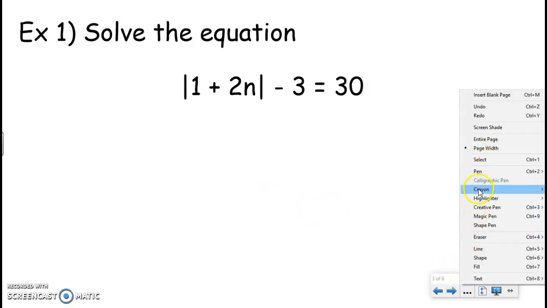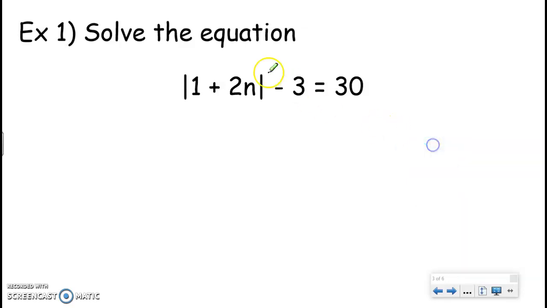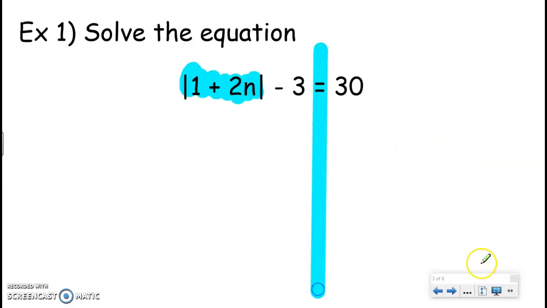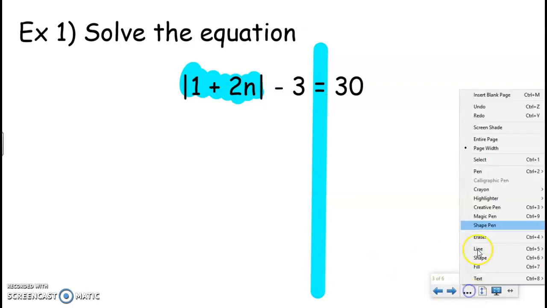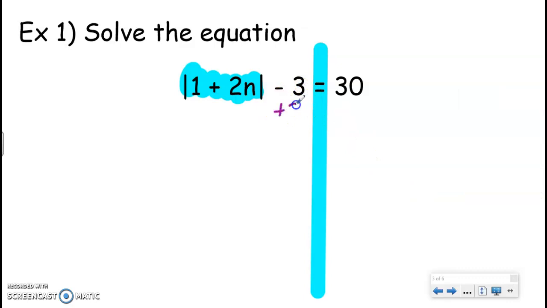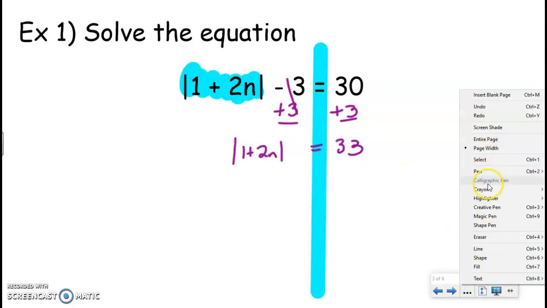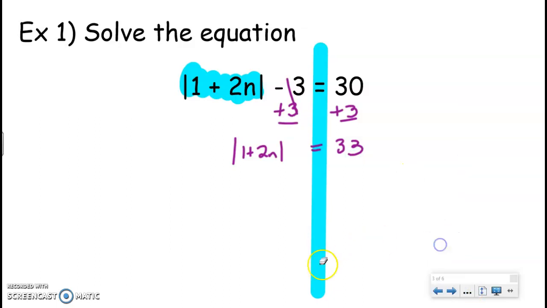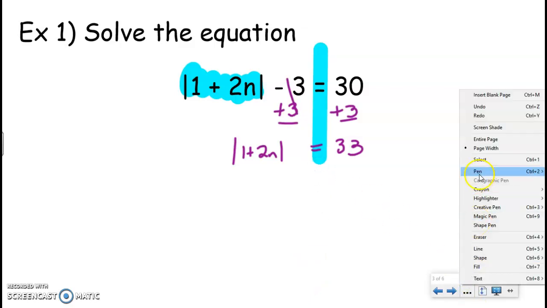So first thing you need to make sure you do is get the absolute value isolated alone on one side of the equation. So notice here, I have an extra minus 3. So we're going to cancel that by adding 3 to both sides. So I'm left with the absolute value of 1 plus 2n equals 33. Now, once I get to this point where my absolute value is alone, I can split this into 2 equations and find each of those answers.